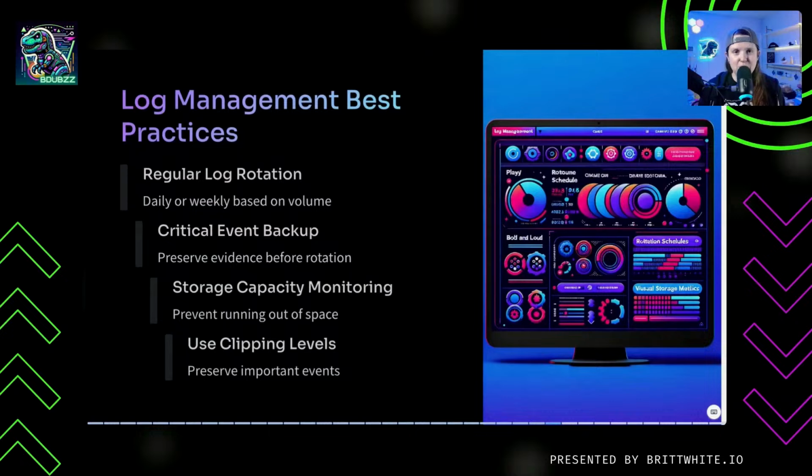Finally, monitor your storage capacity proactively. Regular monitoring and adjustments help prevent you from running out of space at critical moments when you can't afford to miss important security events. Remember that clipping levels beat circular logging for security monitoring.